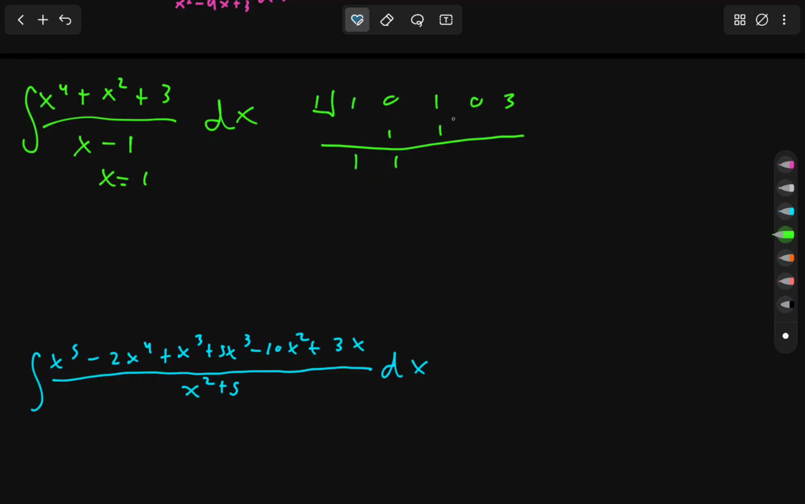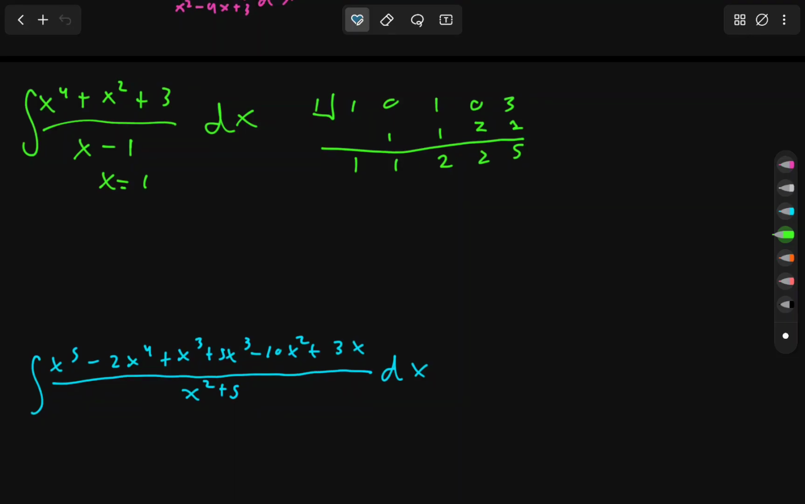Alright. And really what you're doing is you're multiplying this number up here times the number that you drop down and then adding it. So then we get 1. So we get 2. We get 2 times 1, that is 2. 0 plus 2 is 2. 2 times 1, that is 2. Plus 3 is 5.